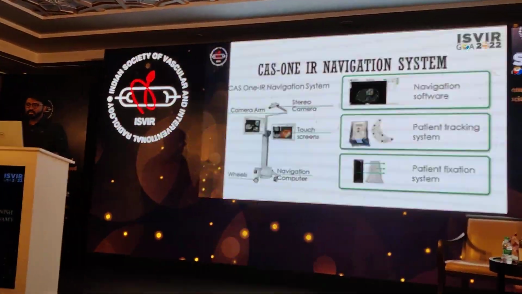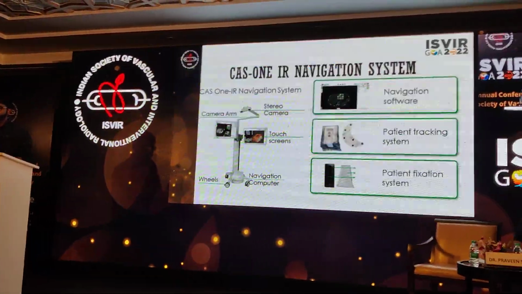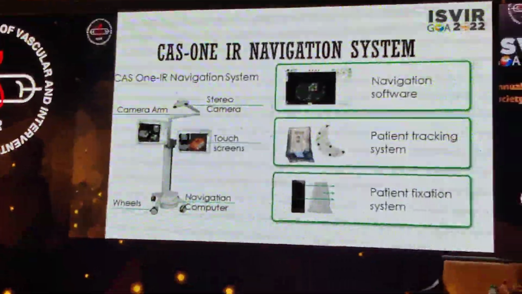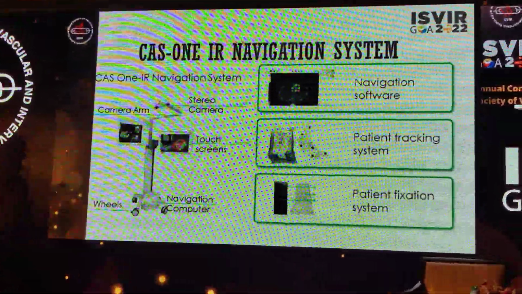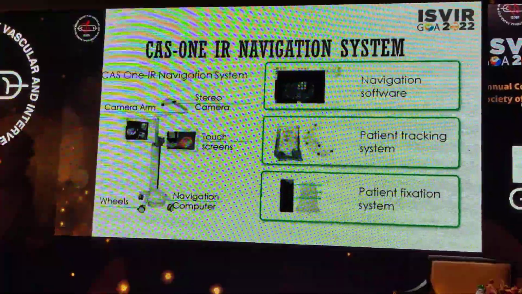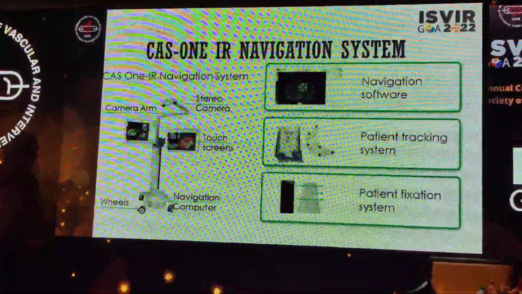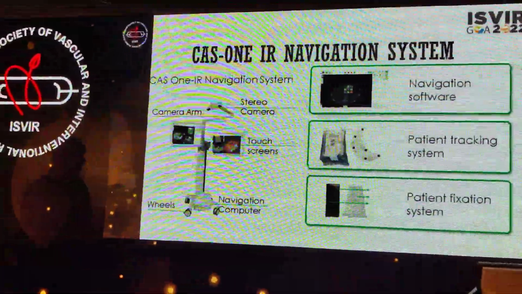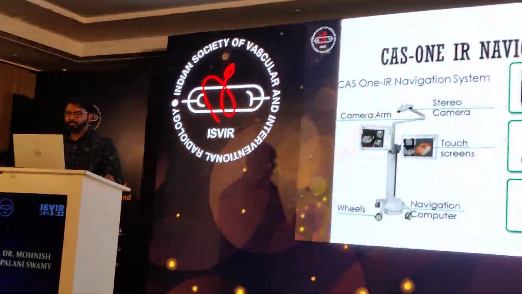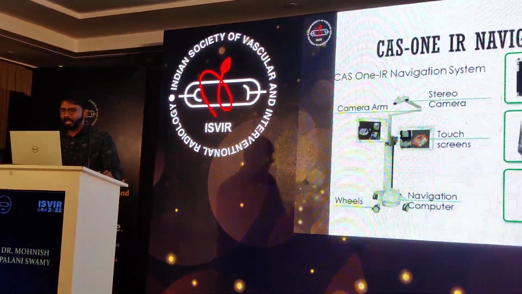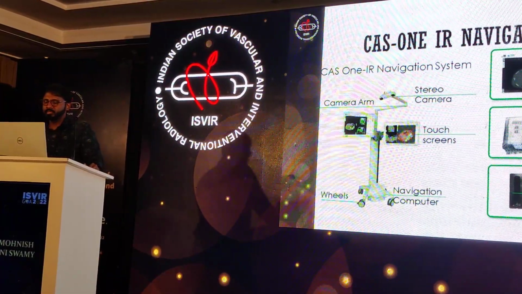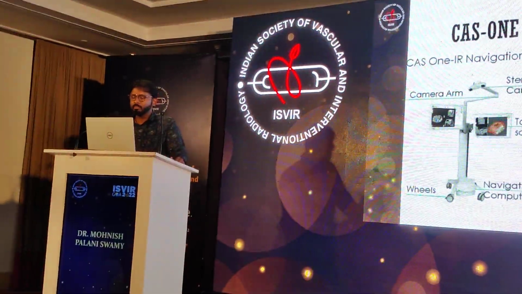So the system comes as a whole, and the difference between the previous ones and this one is, you don't need a plate on the table to be fixed permanently. It can be moved easily to any CT machine and integrated easily. And you have a camera arm, a touch screen, and a navigation software which is very easy to use. And you have a patient tracking system.